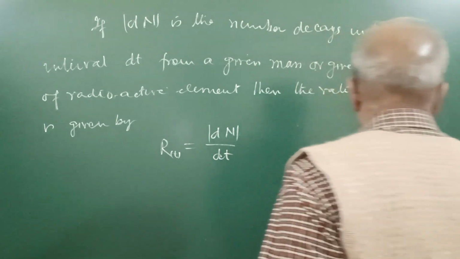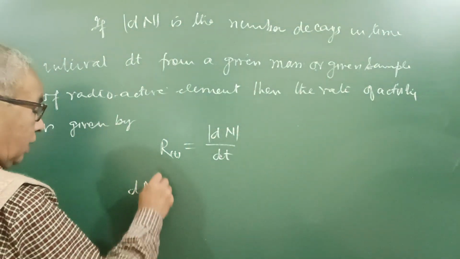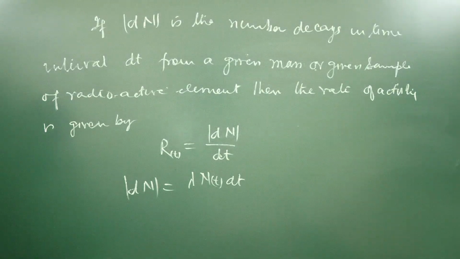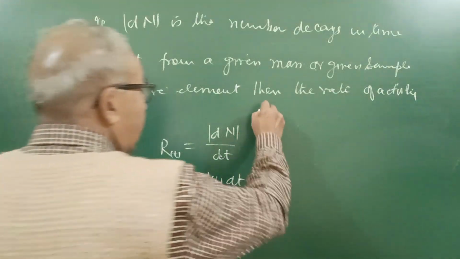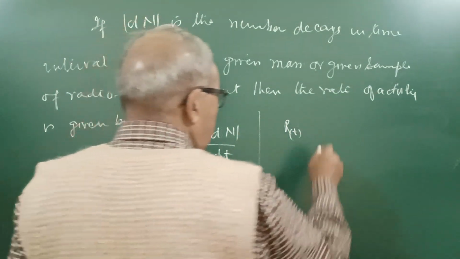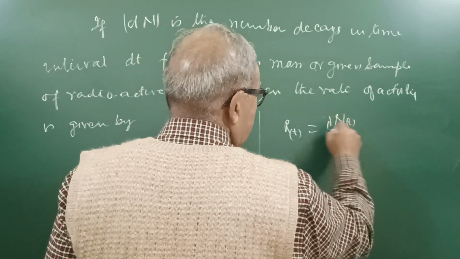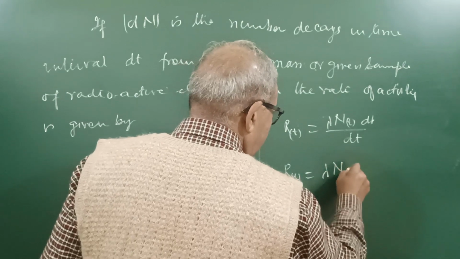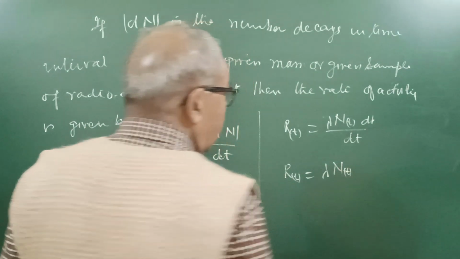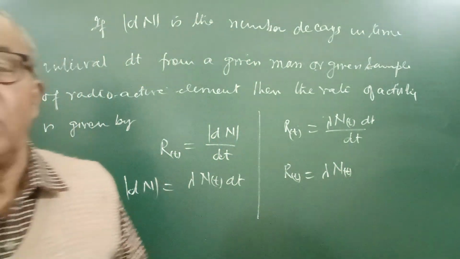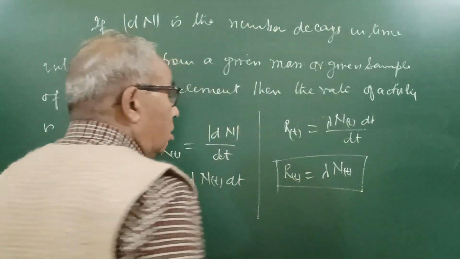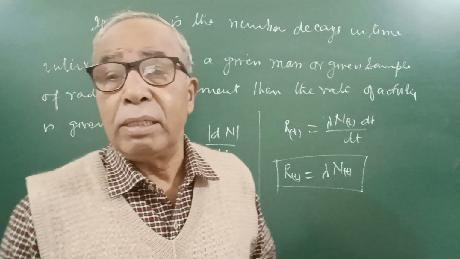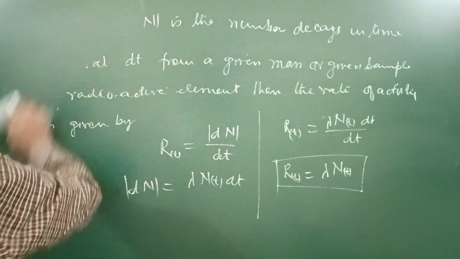And while deriving the Rutherford-Soddy law, we know that modulus dN is equal to lambda N(t) dt, and hence R(t) is equal to lambda N(t) dt upon dt. So R(t) comes equal to lambda N(t), simple. If you know the decay constant and the number of radioactive nuclei at any time, you can find R(t). R(t) is the number of radioactive decays taking place per unit time from the given sample.